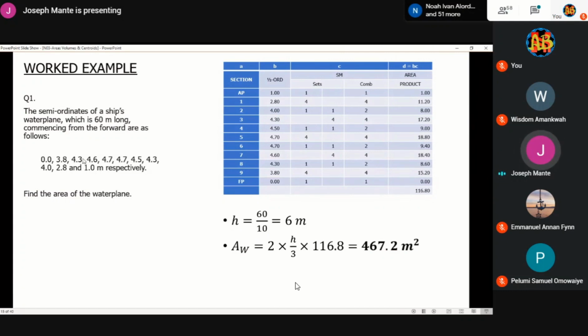All right, so here we are having 1, 2, 3, 4, 5, 6, 7, 8, 9, 10, 11. You see, we have 1 point respectively. So here we have our sections, the aft and the forward perpendicular. We are starting from the aft perpendicular because it starts from the last word to the forward. So at the aft, we are getting 1.0. Then we go to the first coordinate, which is 2.8. Then the second one, which is 4.0. Then the third one, which is 4.3.